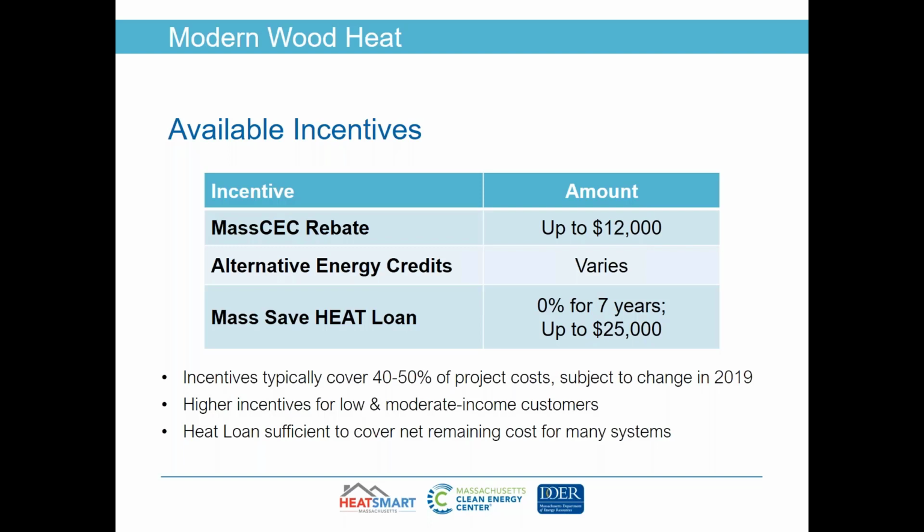One other note is that for homes that currently have a wood heating system, a wood boiler that is, whether it's an outdoor hydronic heater or an indoor hydronic heater that is powered with wood, we offer an additional $6,000 for the replacement and disposal of those systems if you are installing a new modern wood heating system instead.